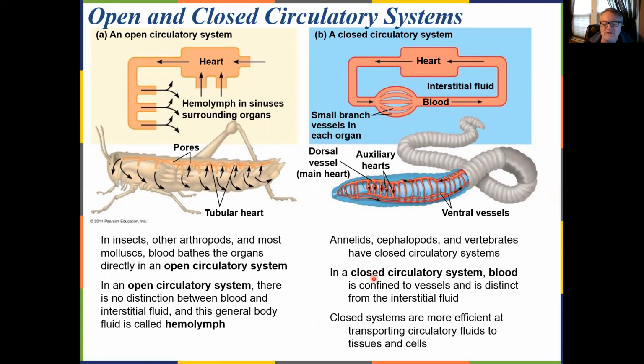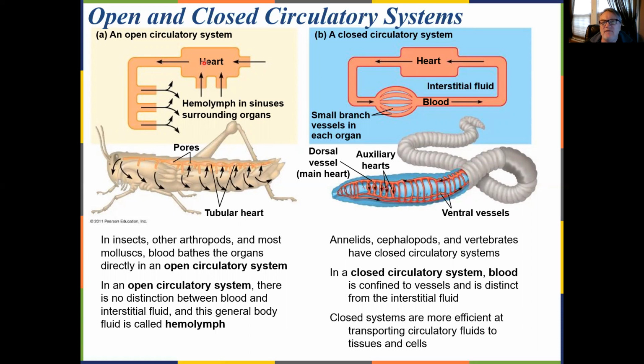And this is present in humans, but even here in the example of an earthworm. There is a closed circulatory system, and earthworms actually have multiple hearts, a main heart and then several auxiliary hearts. And it becomes very efficient at transporting fluids because we can maintain a fairly high pressure to move the fluid through the system. The alternative system is what's known as an open circulatory system.